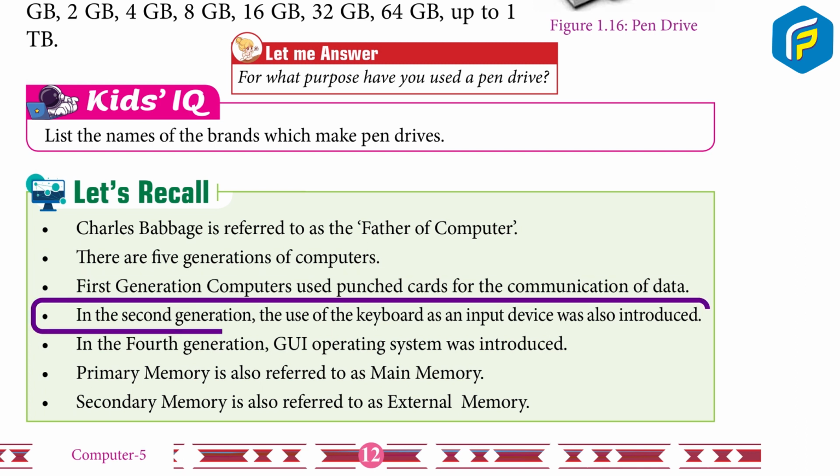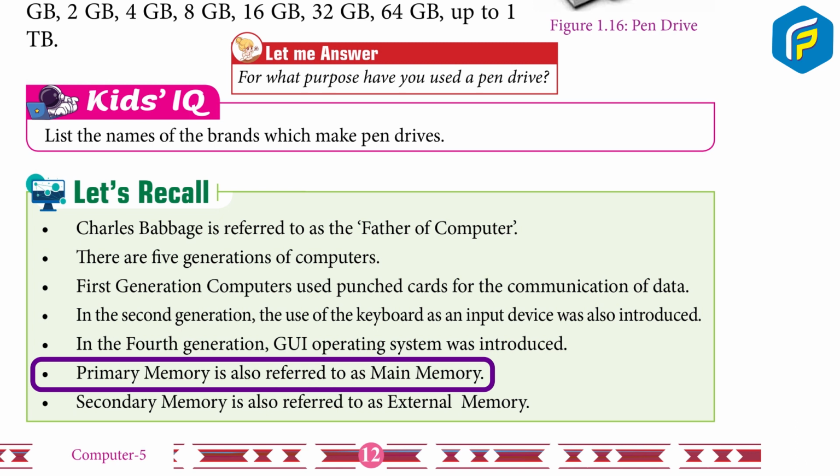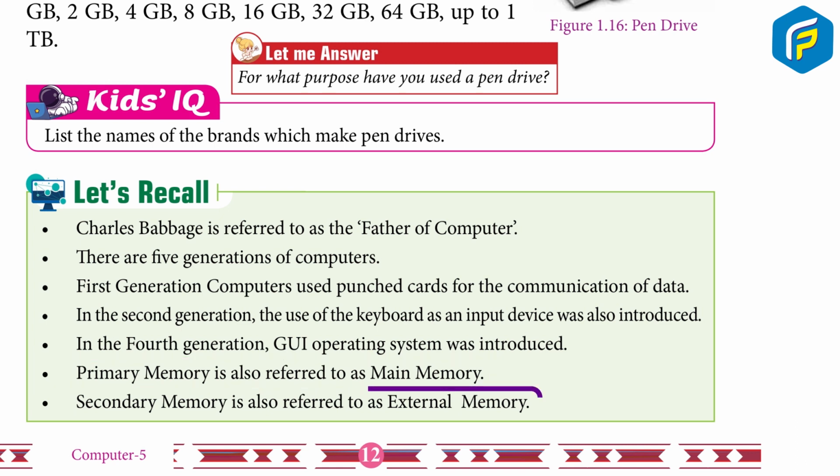In the second generation, the use of keyboard as an input device was also introduced. In the fourth generation, GUI operating system was introduced. Primary memory is also referred to as main memory. Secondary memory is also referred to as external memory.